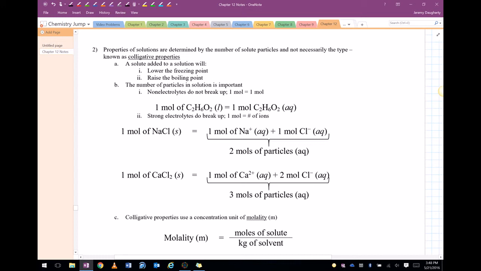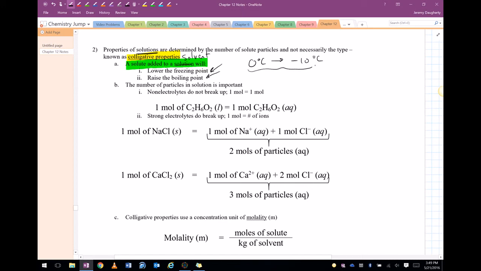Now let's talk about some other properties of solutions, and these are mainly going to be solutions, what we typically think of. So we're no longer really talking about colloids or suspensions. What we're going to be talking about are what are termed colligative properties, and colligative properties depend on how much stuff is in there, not necessarily what type of stuff is in there. So when you add a solute to a solvent, the freezing point will lower and the boiling point will get higher. So for instance, instead of freezing at 0 degrees Celsius, maybe it freezes at -10 degrees Celsius.